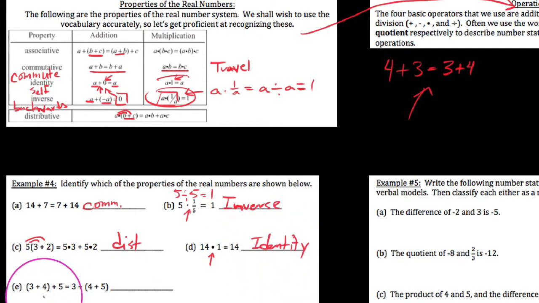And last but not least, we say, well, I noticed that 3 plus 4 plus 5 is the same thing as 3 plus 4 plus 5. So I noticed the parentheses moved. So what we're doing is we're associating these differently. So this is the associative property, in this case, of addition.